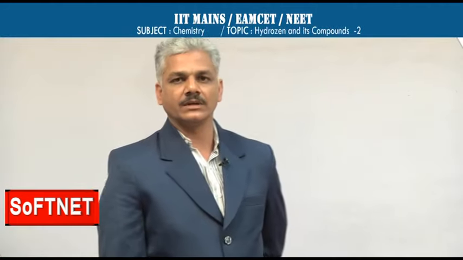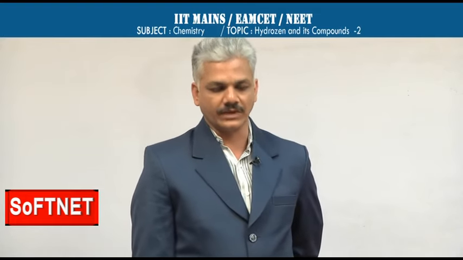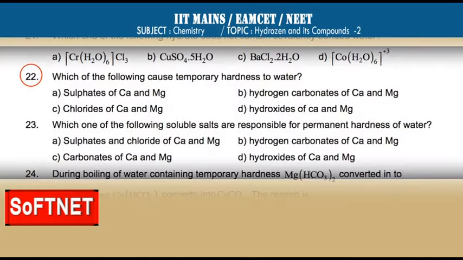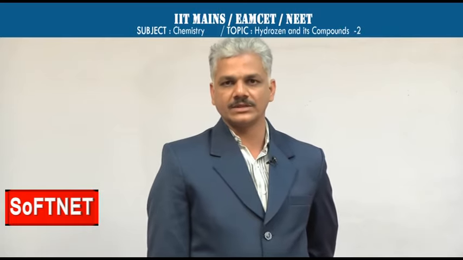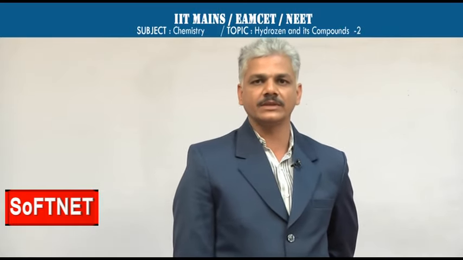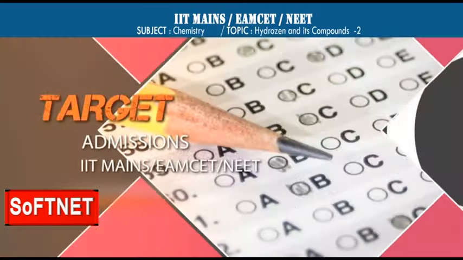Which of the following cause temporary hardness to water? Given options are sulfates of calcium and magnesium, hydrogen carbonates of calcium and magnesium, chlorides of calcium and magnesium, hydroxides of calcium and magnesium. The correct option is B. Bicarbonates of calcium and magnesium are responsible for the temporary hardness of water.